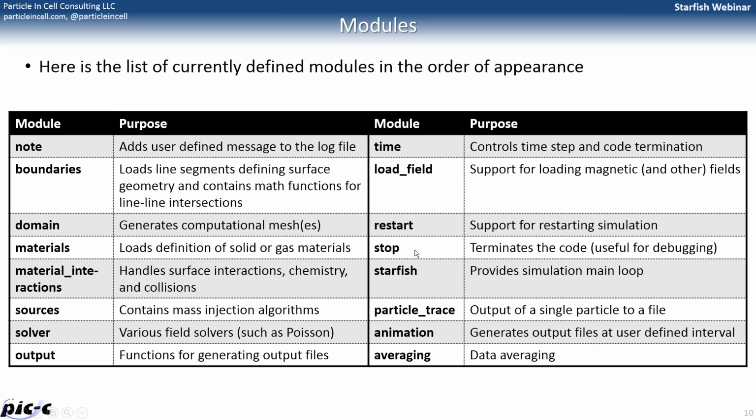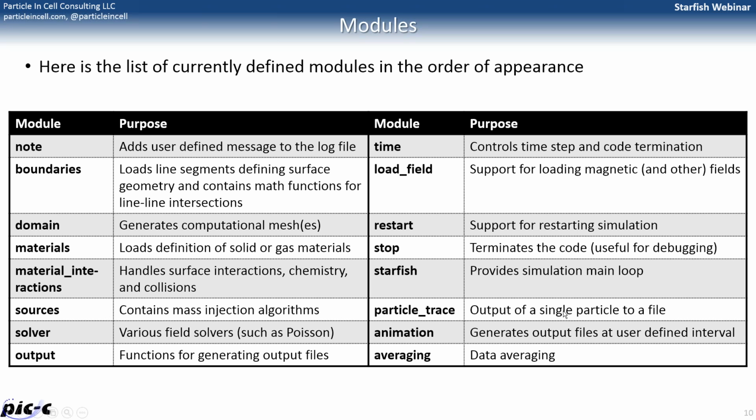Stop is pretty handy for debugging. All it does is terminate the simulation. So let's say you have a long XML file and you only want to run it to a certain point, and then you want the simulation to finish. Then instead of commenting everything else out, you just put a stop at the place where you want the code to finish. Starfish is the main loop. So whenever Starfish is encountered, the main loop will begin.